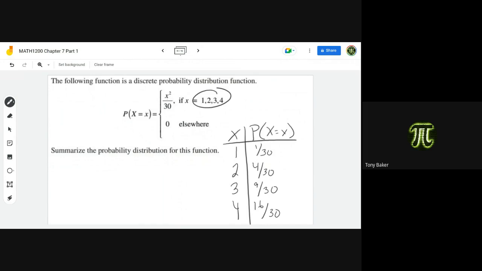Are they all between 0 and 1? Does it add up to 1? Yeah, just add the numerators. As long as it is 30, you get 30 over 30. So yes, this is a probability distribution function. If it didn't add up to 1, it wouldn't be. So you can have an equation that comes out, but it just doesn't work. Not every function is going to be a probability distribution function. Obviously, the one they created would work, but you always have to ask those questions.